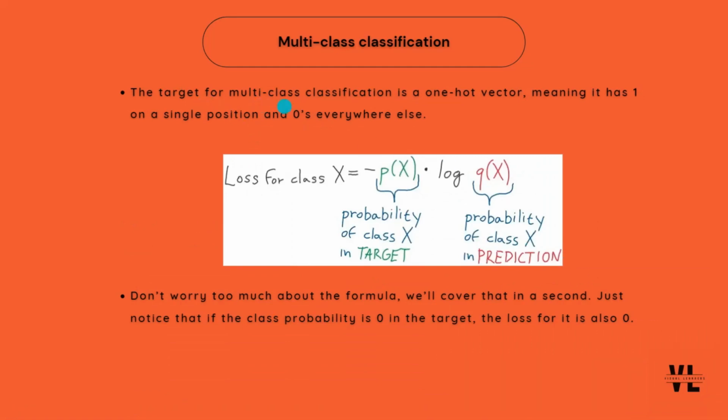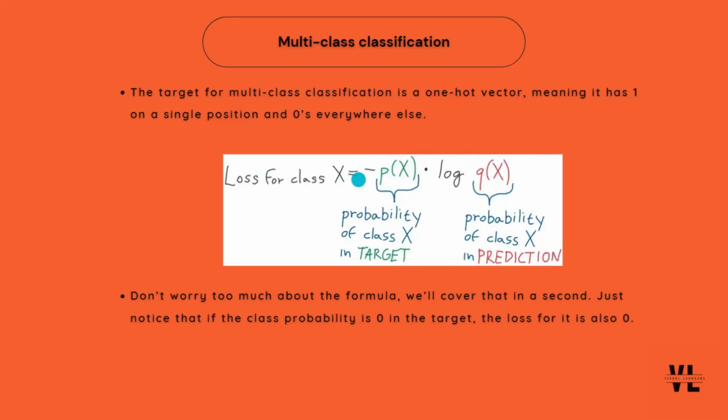The target for a multi-class classification is a one-hot vector, meaning it has one on a single position and zeros elsewhere. So when we calculate the loss for a particular class, we can use the probability of class X in the target, which is given before the logarithm. So the target value is going to be P of X. And the probability of class X in the prediction is going to be given as Q of X.